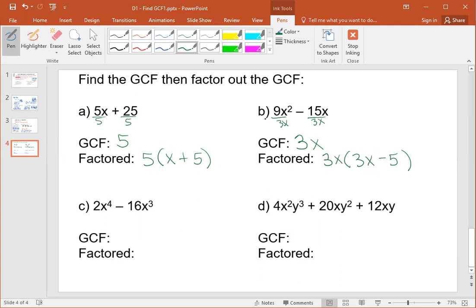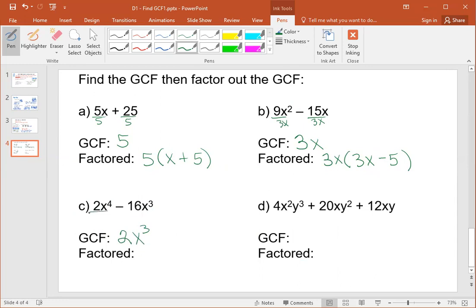All right, so part C, once again, finding that GCF. So the number portion, we have a 2 and a 16. 16 is divisible by 2. So therefore, my number portion is a 2 because that's the largest I have here. And then on the variables, I have an x to the 4th and an x cubed. So the most I can take away from each one would be an x cubed.